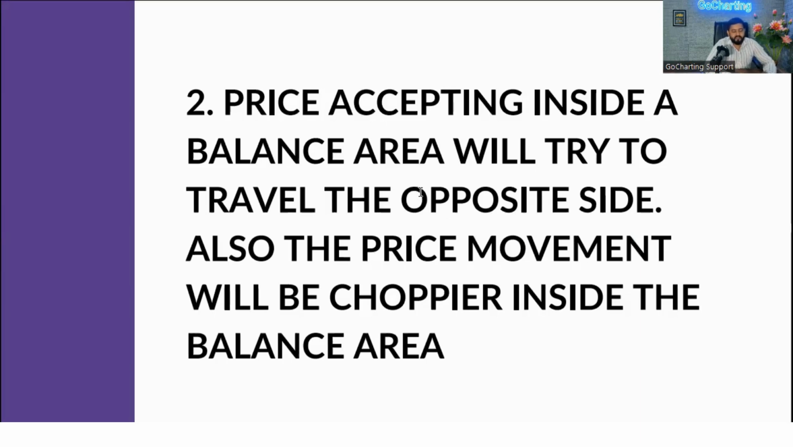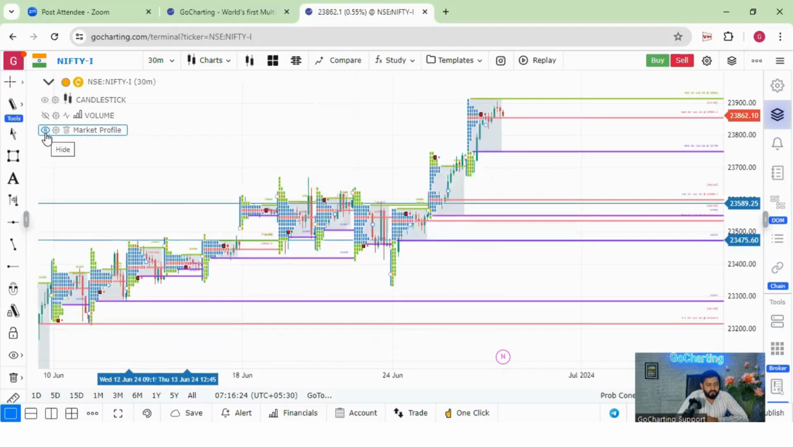Basically, if you're trading inside a value area, the price movement will be very choppy and it will try to travel the opposite side. So if the price is at value area high, it will try to go to value area low, and if the price is at value area low, it will try to go to value area high. Let me switch on the market profile again.